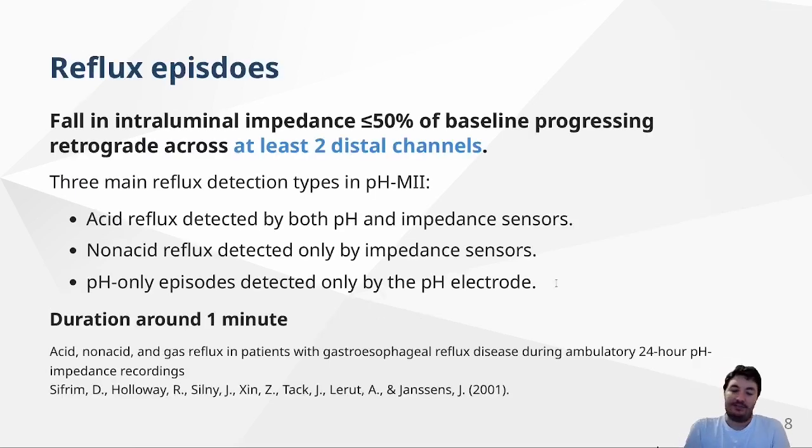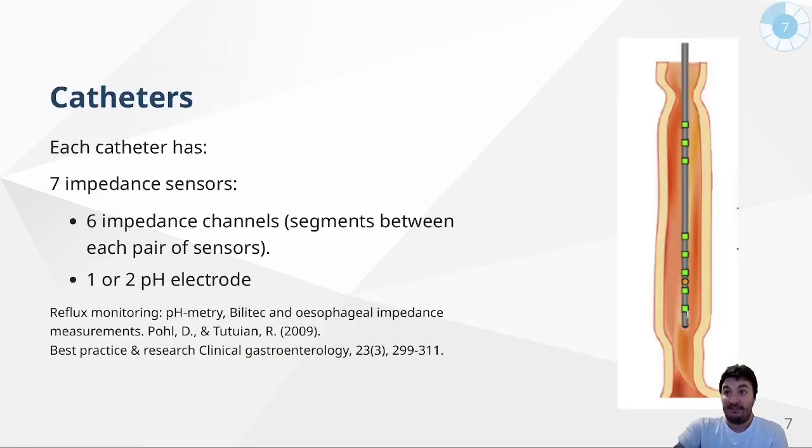So the idea here is to take this time series and try to detect when the impedance level drops by 50% of the baseline in at least 2 distant channels, because that indicates that something has gone up at least a little bit. If the impedance drops in this channel and in this one, something arrived until this point, so there is a reflux event.